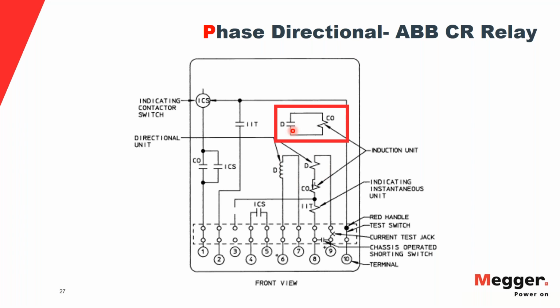So you see in the contact here, if the directional check is okay and tells that it's a forward fault, then this D contact is going to close, and then my CO contact is ready to close after that.